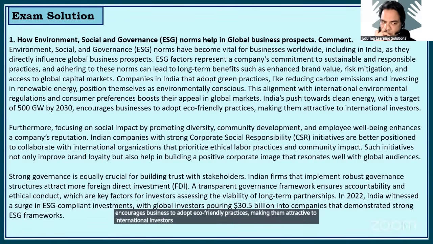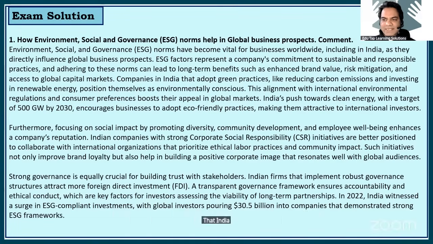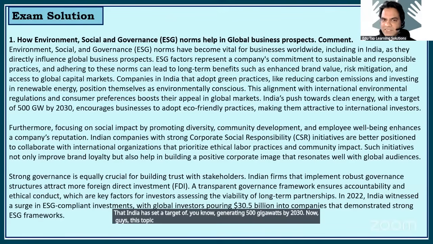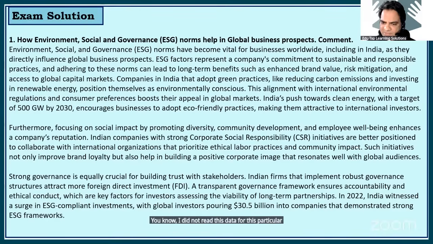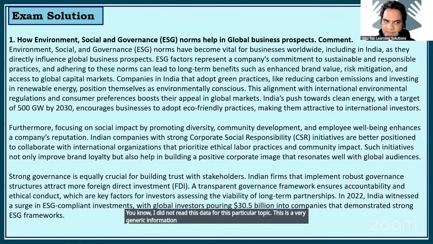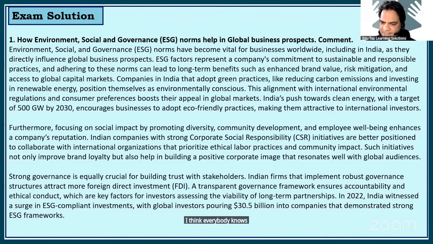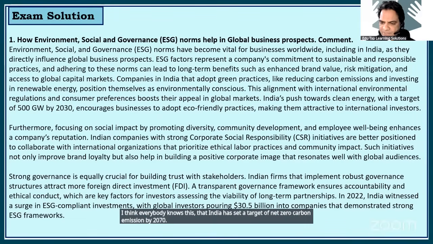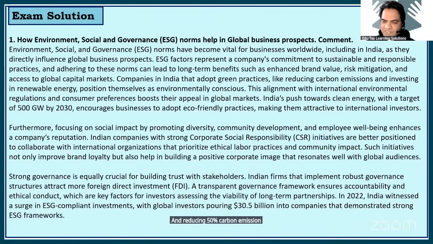Guys, look at this point that India has set a target of generating 500 gigawatts by 2030. Now guys, I did not read this data for this particular topic. This is very generic information. Am I right, Sanket? I think everybody knows that India has set a target of net zero carbon emission by 2070 and reducing 50% carbon emission by 2047. And by 2030, the first step is to generate 500 gigawatts by renewable energy.